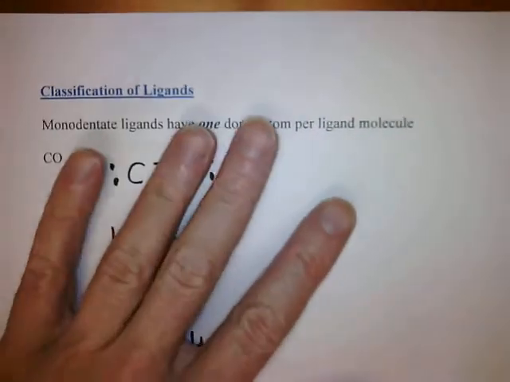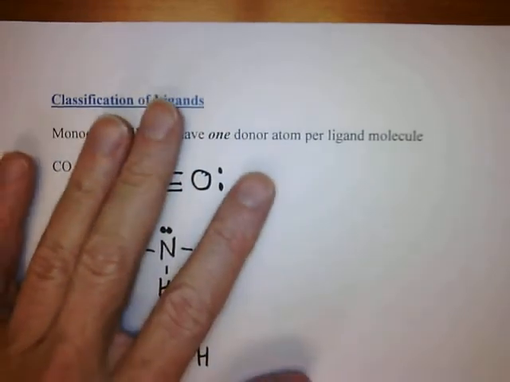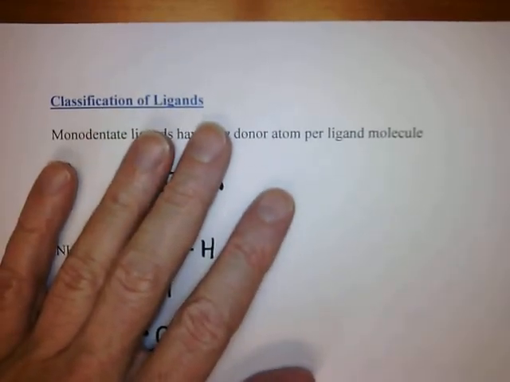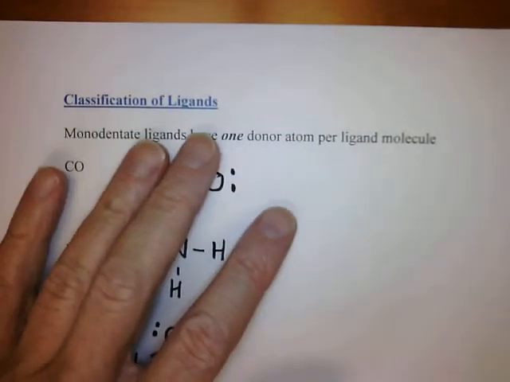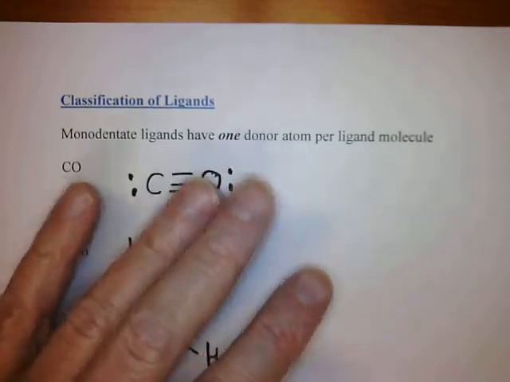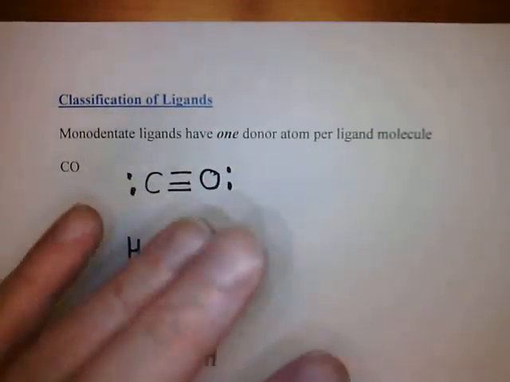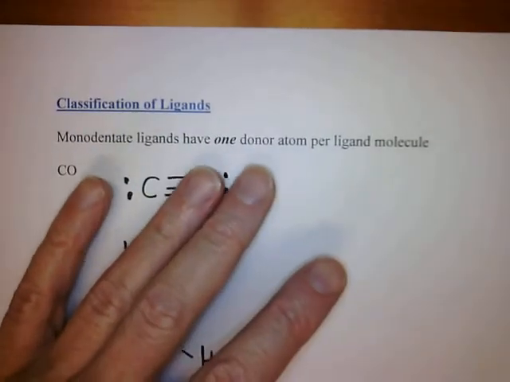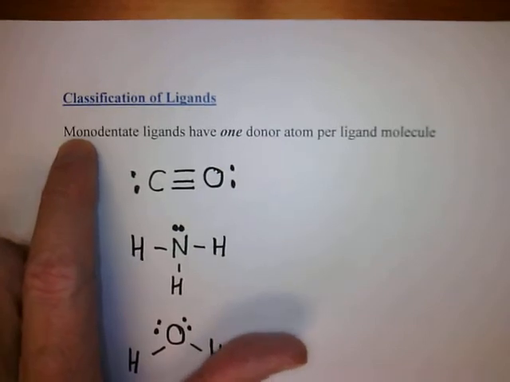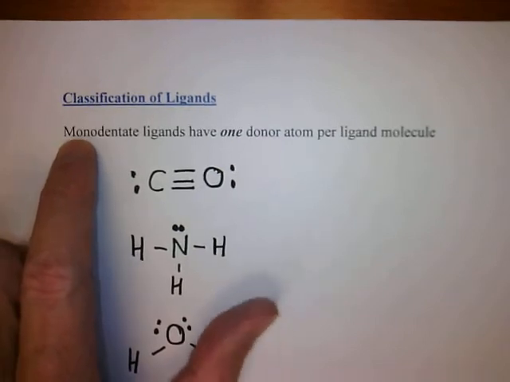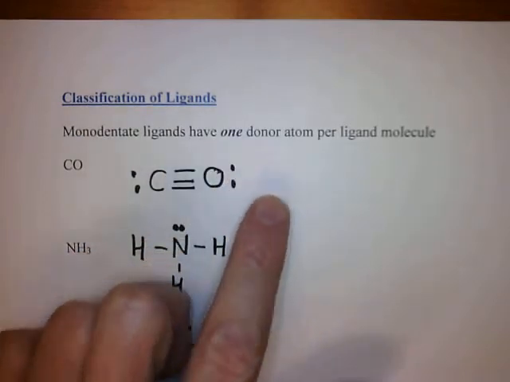So let's talk a little bit about different types of ligands. We already gave you the definition of a ligand. It's a species that has an unshared electron pair that can donate that pair to a metal ion. So we can classify ligands as monodentate, bidentate, tetradentate, and so forth. Okay, so monodentate, right? Mono implies 1. Monodentate ligands have 1 donor atom per ligand molecule.